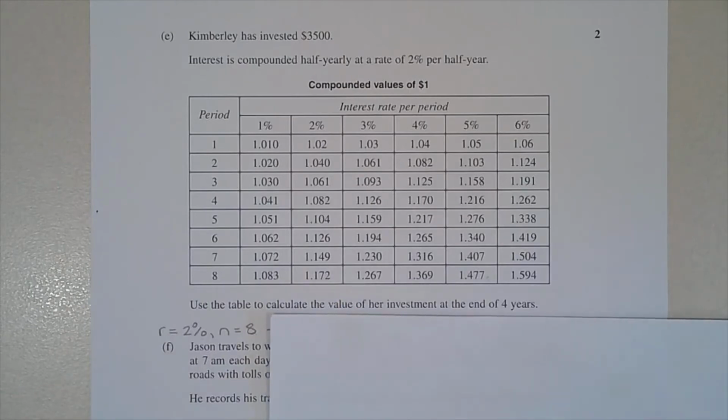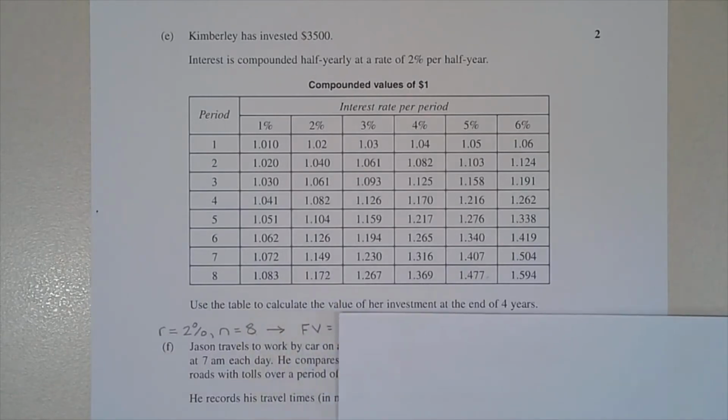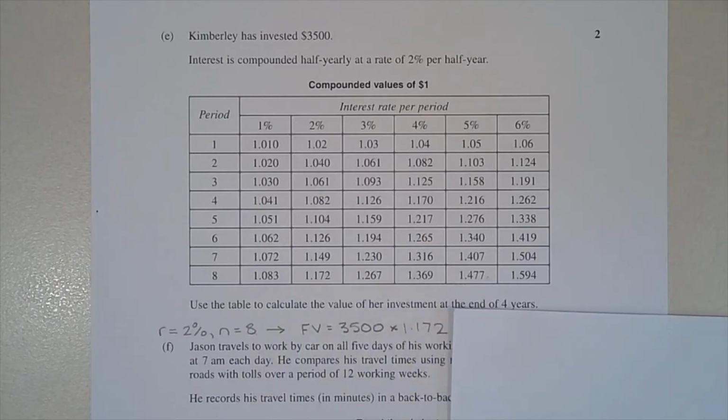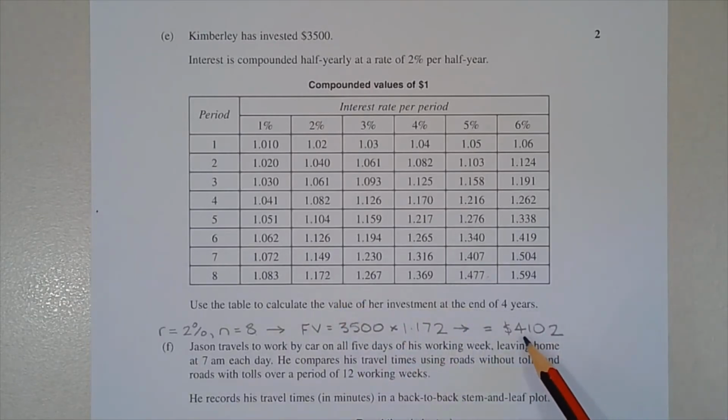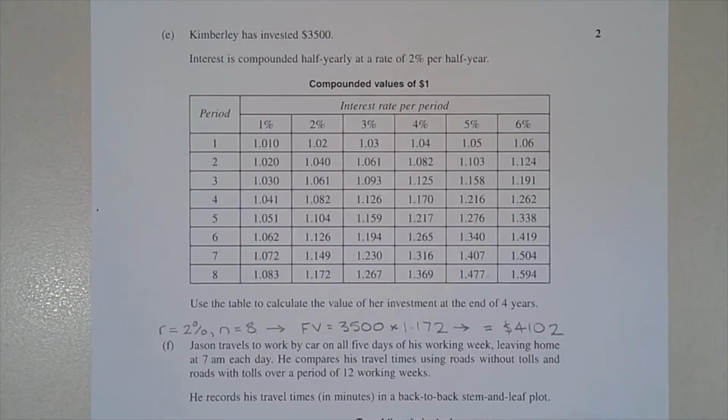So to calculate the future value of Kimberly's investment, future value is equal to the principal, 3,500, multiplied by the interest factor, 1.172, to give us a future value of $4,102.